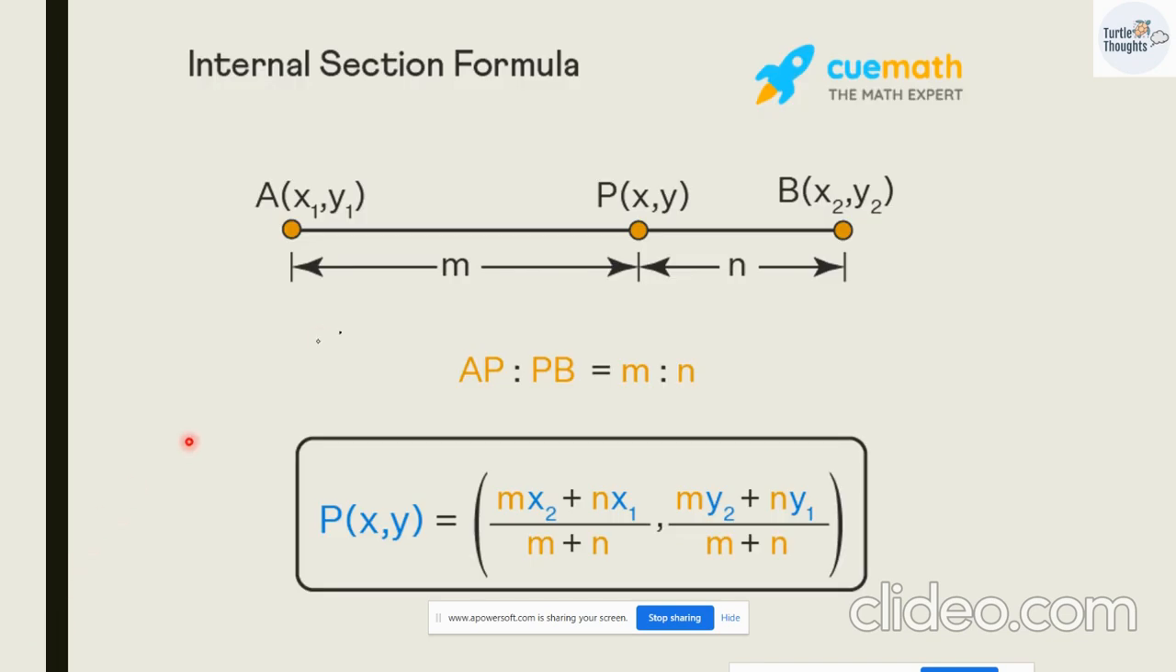We have the section formula also. So if there is any point P which is dividing 2 points A and B in a ratio m and n, then the point P, given by x comma y, will be given by the formula mx2 plus nx1 divided by m plus n comma my2 plus ny1 divided by m plus n, where m and n are the ratios in which the point is dividing A and B. x1 y1 is the point of A, x2 y2 is the point of B.